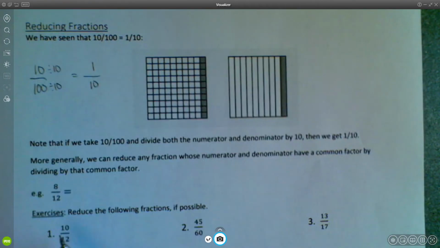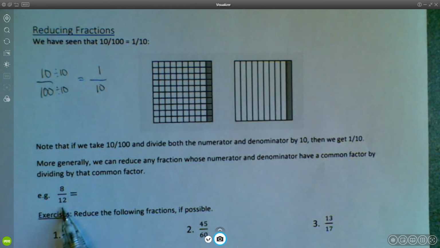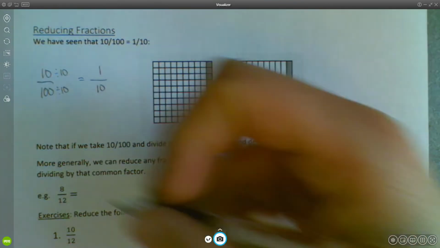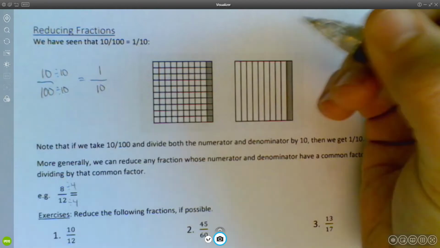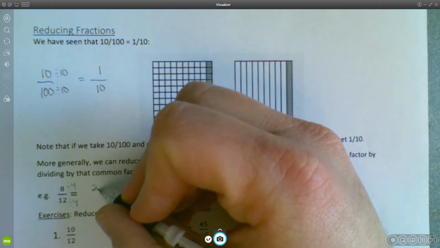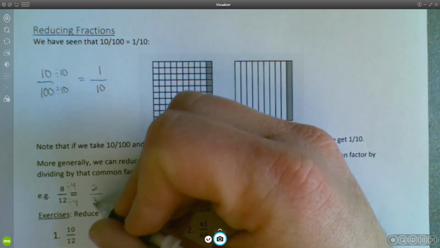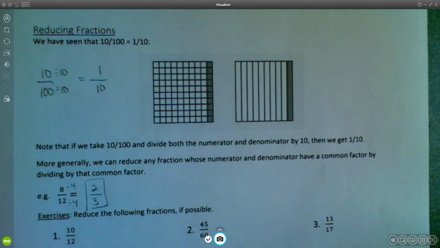So I'll give you an example of this with 8/12. I know that 2 goes into both 8 and 12. I also know that 4 goes into both 8 and 12. And I don't think there's a larger number that goes into both 8 and 12. I think 4 is the biggest. So we could reduce this by dividing by 4 in the numerator and denominator. 8 divided by 4 is 2. 12 divided by 4 is 3. So 8/12 turns out to be the same number as 2/3, right? It represents the same quantity.